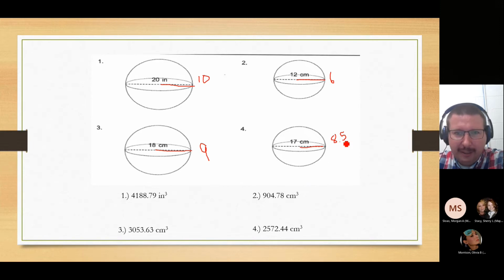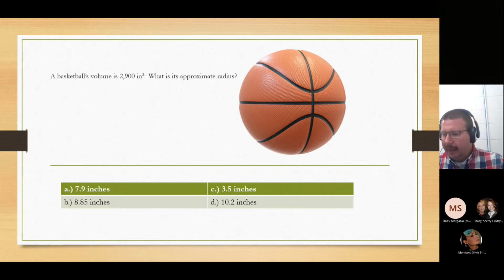One last thing, and this is how they'll ask it on the test. We have this basketball. And a basketball's volume, I just made that answer up. I'm not sure if it's even true or not. So my apologies to the sports people out there. A basketball's volume is 2,900 inches cubed. Remember I said a little 3 up in the air with the inches cubed, we are a cube, just ignore the 3 up in the air. What is its approximate radius?